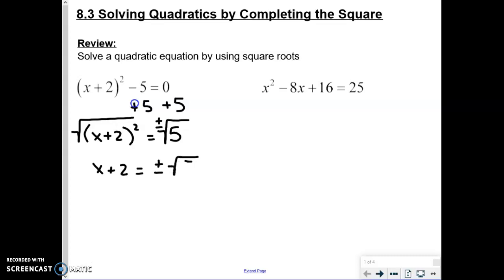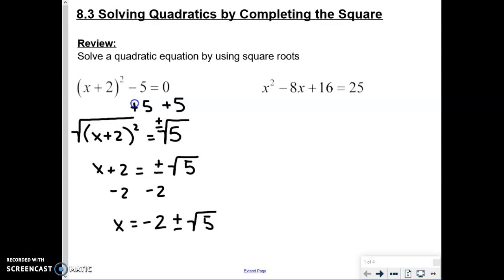the square root of 5, since 5 is not a perfect square. Then we would simply subtract 2 from both sides, and we'd be left with our solution of x = −2 ± √5. So that's what we talked about in lesson 2.